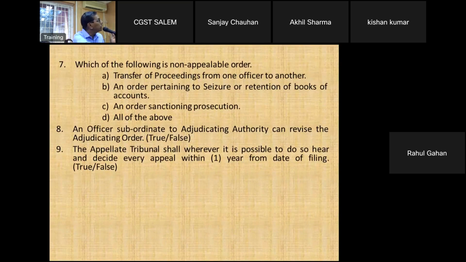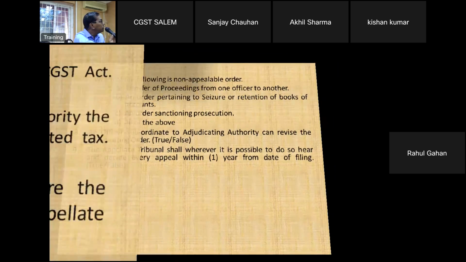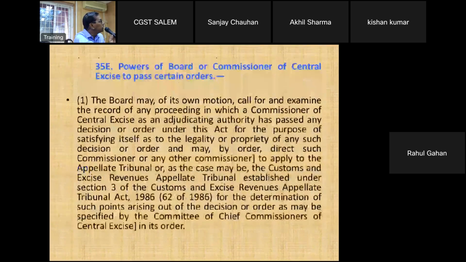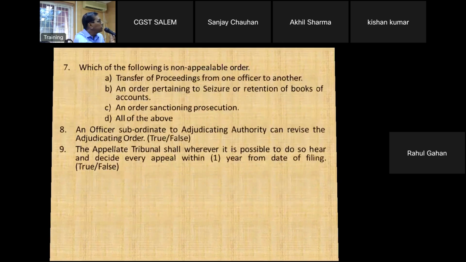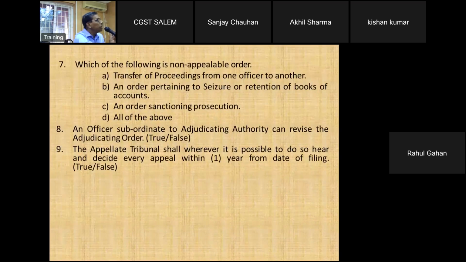The office is subordinate to the adjudicating authority, and who is the adjudicating authority? It is actually true, but there are some conditions. Not all orders, only some orders can be appealed. Wherever it is possible to do so, file every appeal within 1 year from the date of filing. The last slide. Then what is the answer, true or false? Within 1 year, it's true.